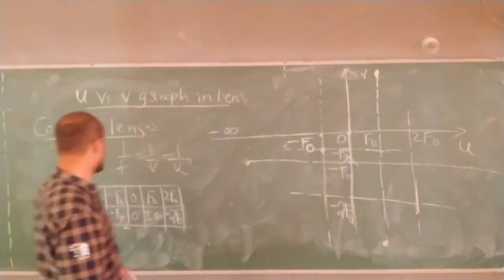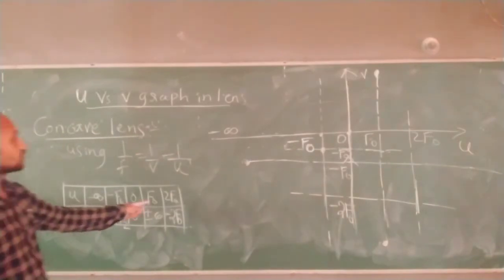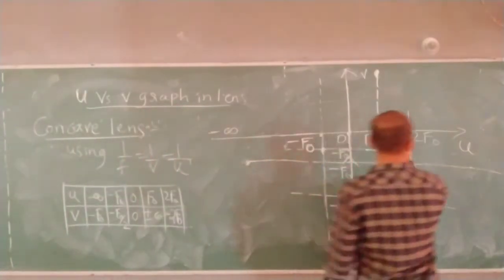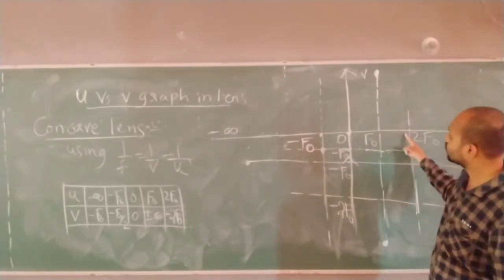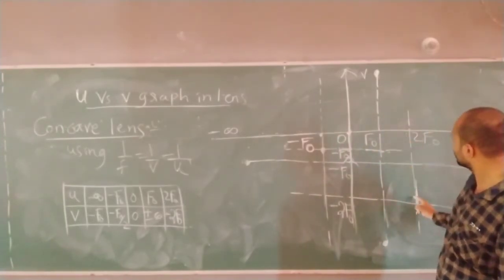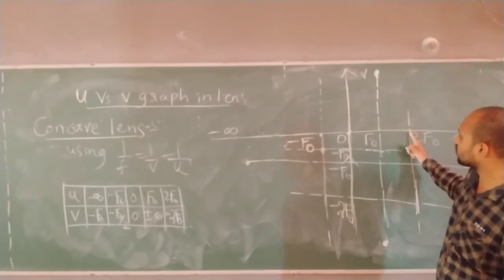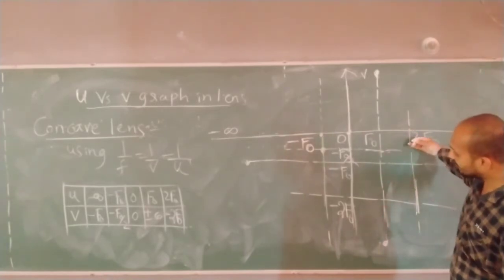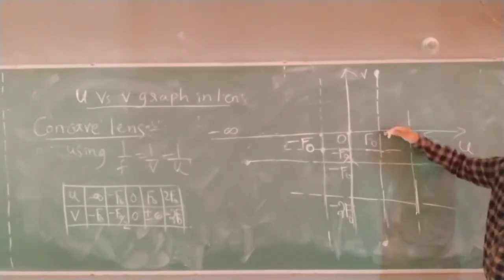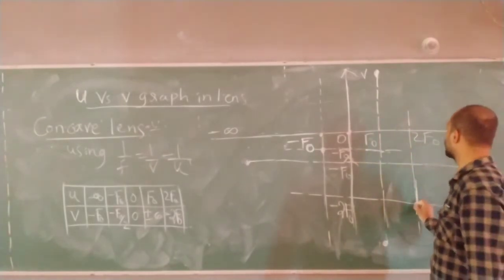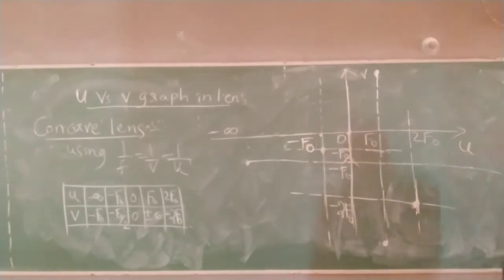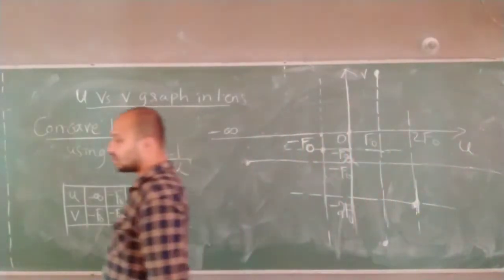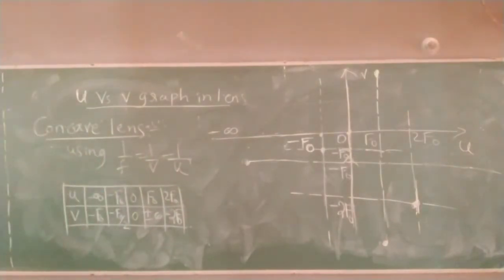Correct now? Next, when object is at 2f0, where is the image? Minus 2f0. So this point. When object is at 2f0 on this side, image distance is minus 2f0. From here, minus means this point. Got it now? This point. So another point I didn't give maybe.